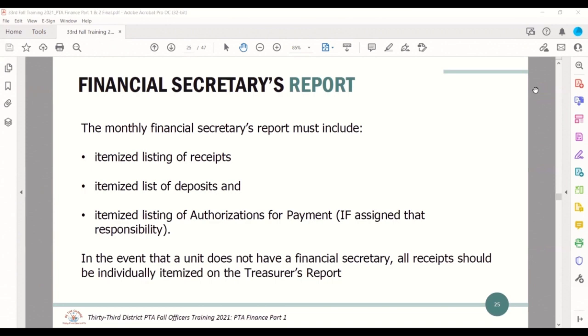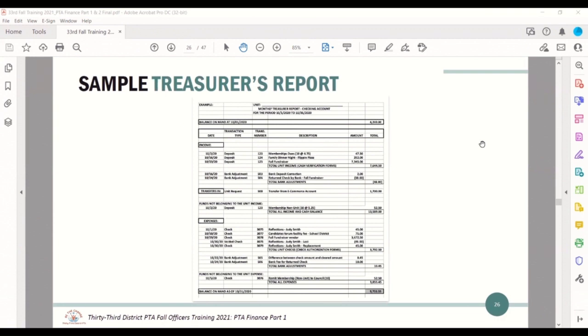Okay, so this slide number 25 basically just says what I just told you. So we're just going to hop on over to the next slide, which is a sample of a treasurer's report.